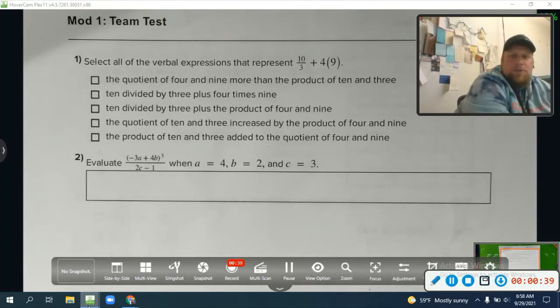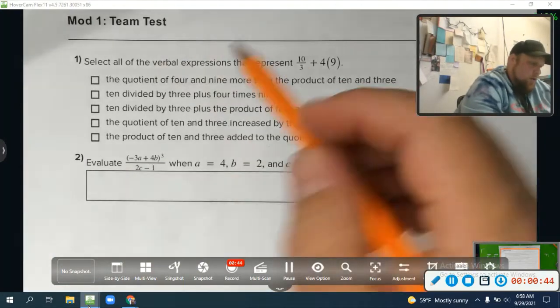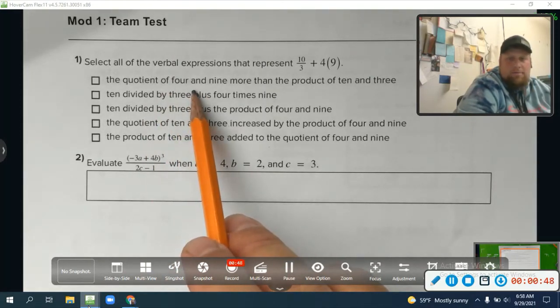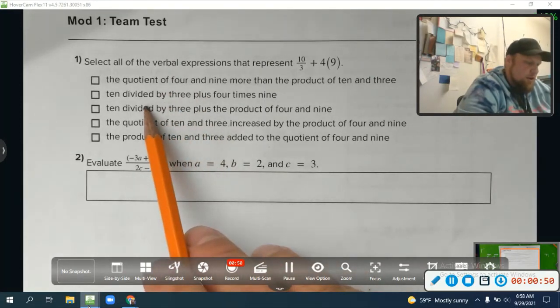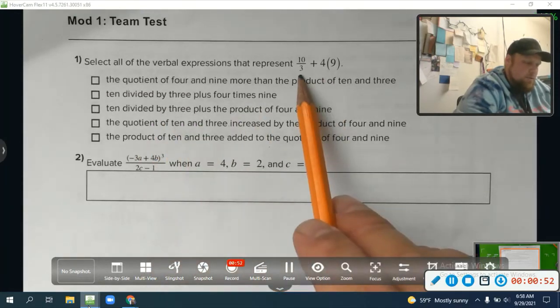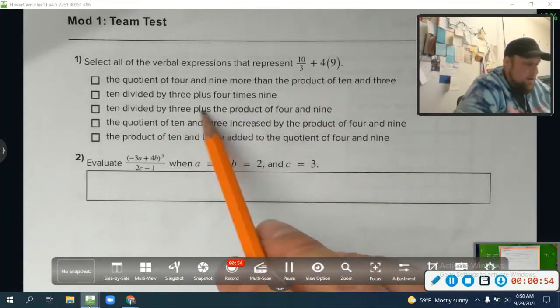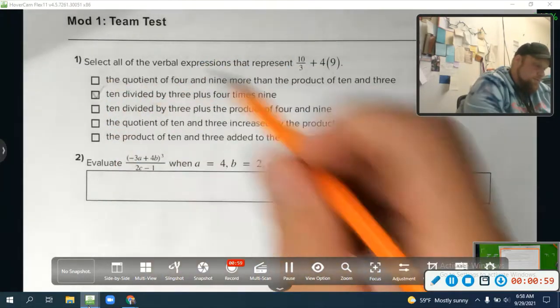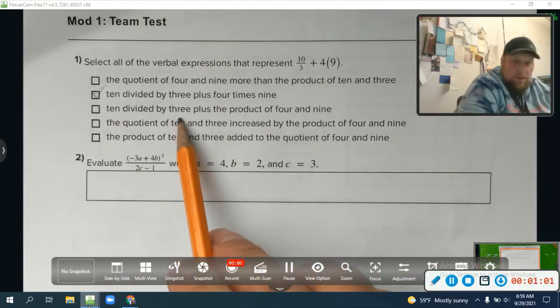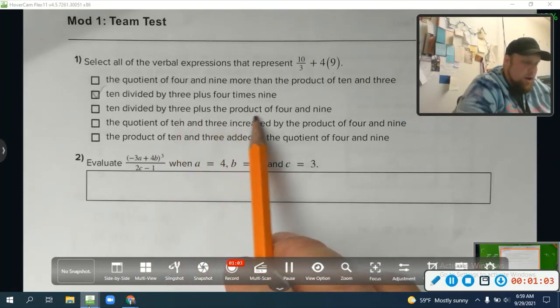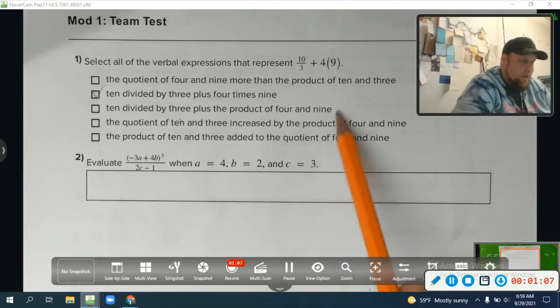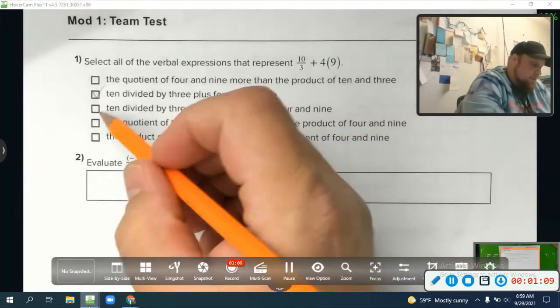Select all the verbal expressions that represent 10/3 plus 4/9. Well, the quotient of 4 and 9, that would be 4 divided by 9. Are we doing that? No. So that's not going to work. 10 divided by 3, well, fraction bar does mean divided by. Plus 4 times 9. So this one works. 10 divided by 3, that sounds nice. Plus the product of means group the next things, and product means multiply. 4 and 9, that works.